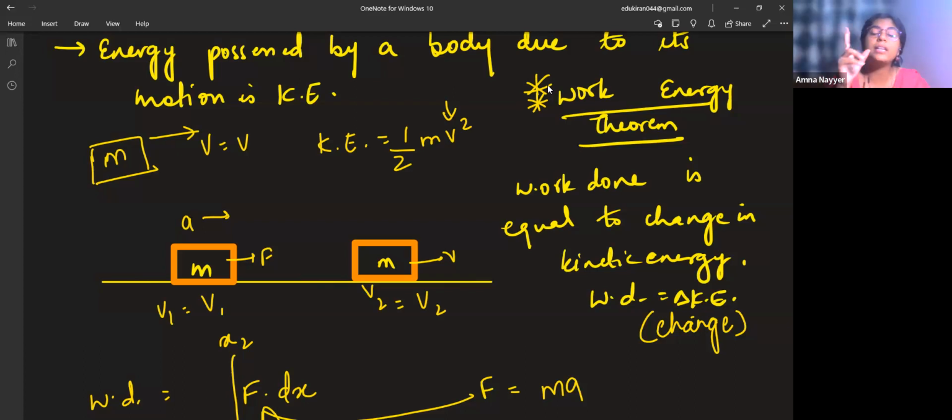So whenever the question is prove work energy theorem, do this entire derivation. This is actually very simple. You can see v square, you just have to integrate v square, put the value of acceleration, put the value of velocity. That's it.